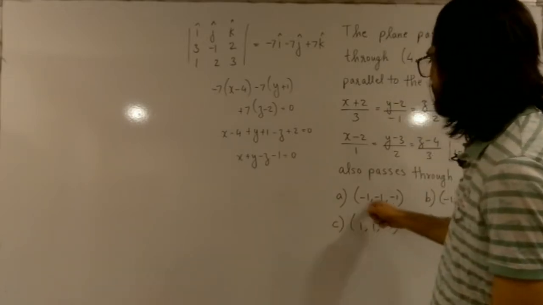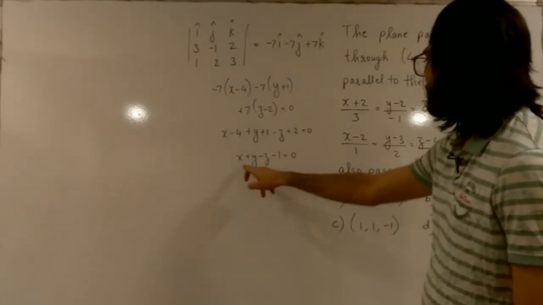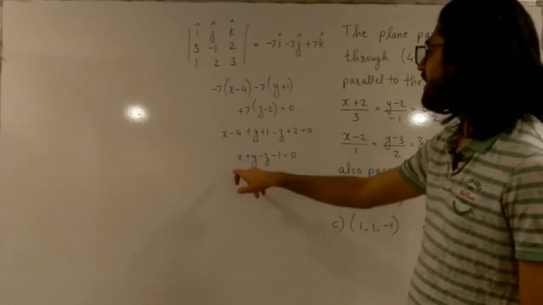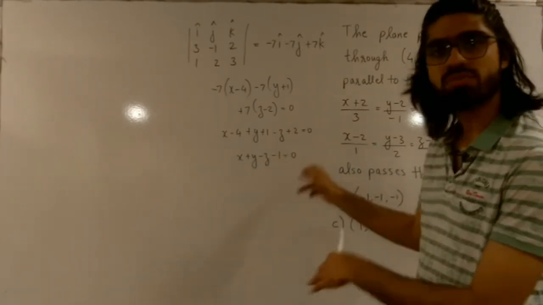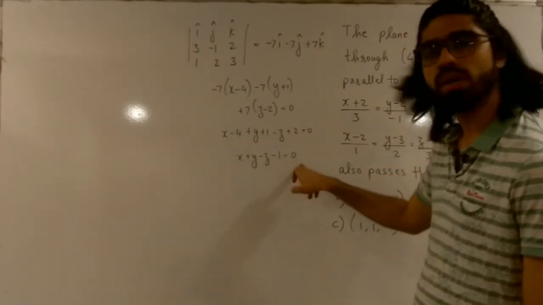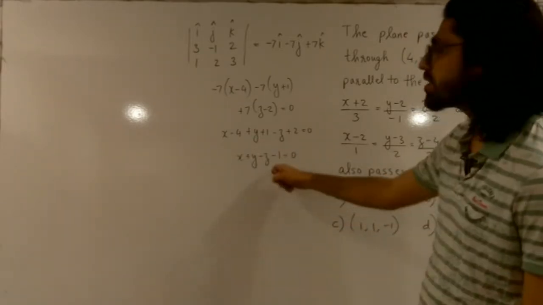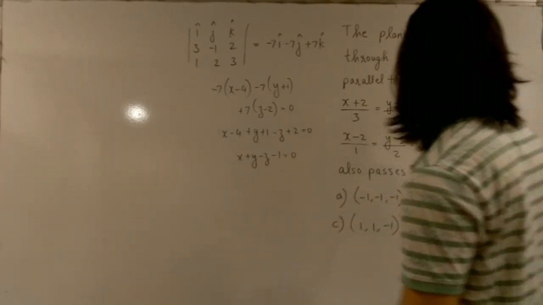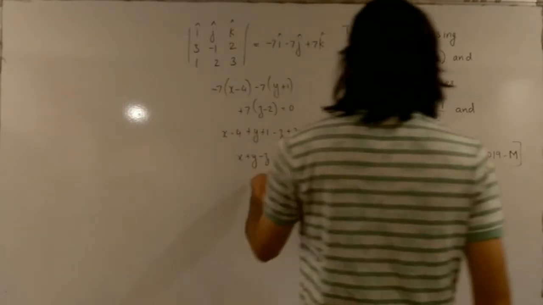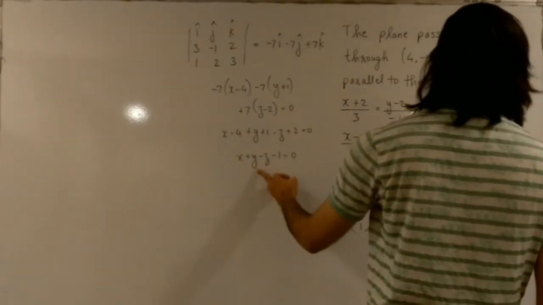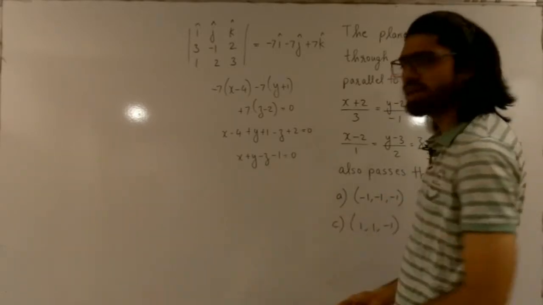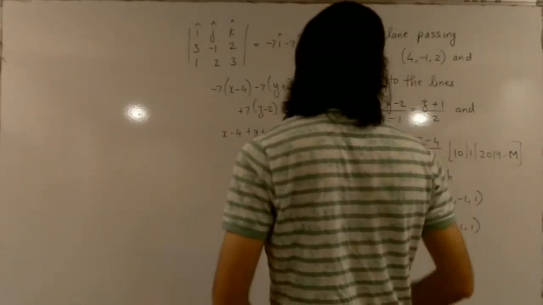So if I substitute the first point, I have minus 1 plus 1 minus 1. So minus 1 minus 2 plus 1 minus 1 is 0. So I am left with minus 2 which is not equal to 0. So the first point does not satisfy that equation. Substitute the second point, which is minus 1 and 1 in the equation over here. Minus 1 and 1 is going to give me minus 4 on the left, which is not equal to 0. So even the second option is wrong.